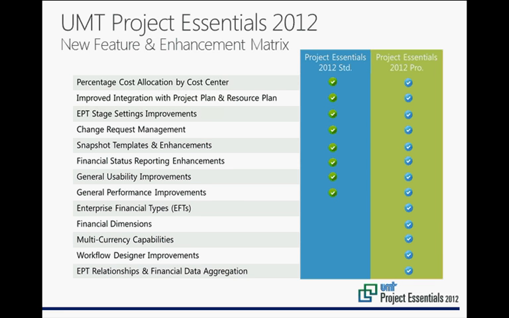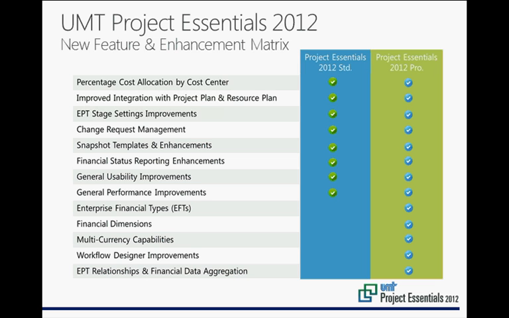You have the ability to define any number of enterprise financial types. You'll see this in the demonstration. You can think of an enterprise financial type as a financial structure. In the current version, you have 2 structures available to you, cost and benefit. In the next version, UMT Project Essentials 2012, you'll be able to define any number of financial structures, cost, benefit, cash flow, or any structures that you need.